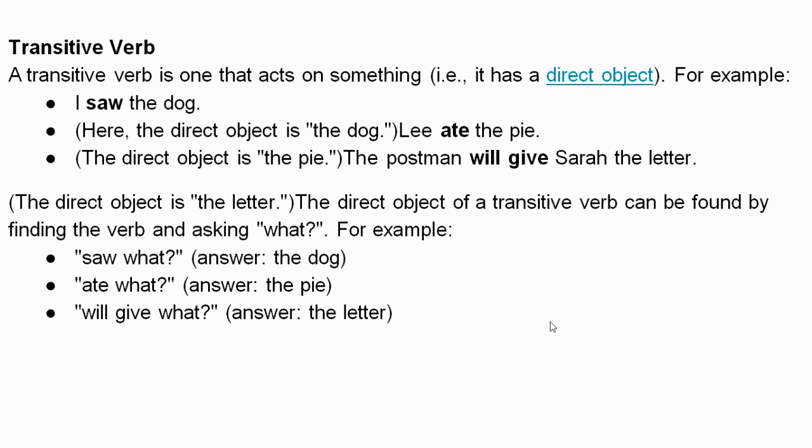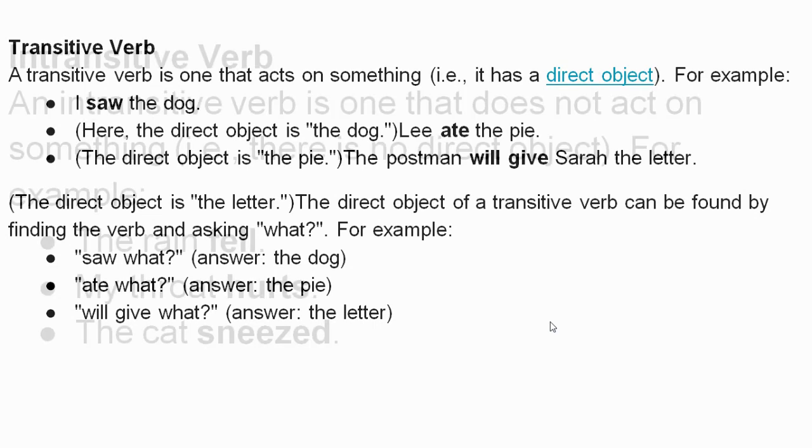The direct object of a transitive verb can be found by finding the verb and asking what. For example, saw what? Answer: the dog. Ate what? Answer: the pie. Will give what? Answer: the letter.